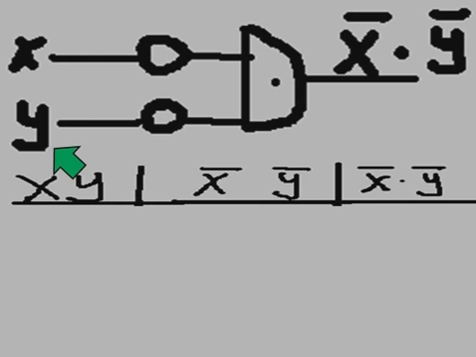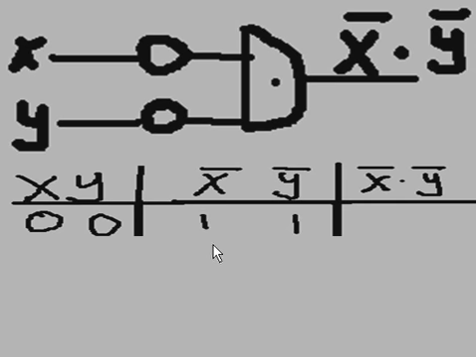Here I have my xy component. Here's my not x, not y component. And this is my not x ANDed with not y. So let's start putting in the numbers. 0, 0 is my xy input.